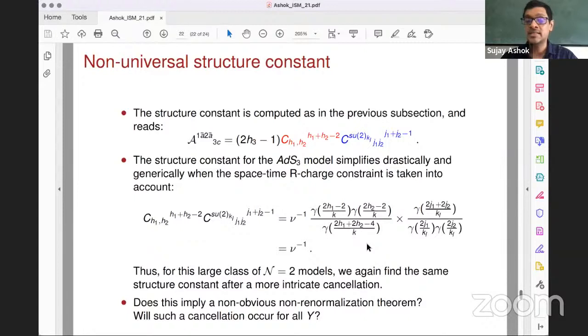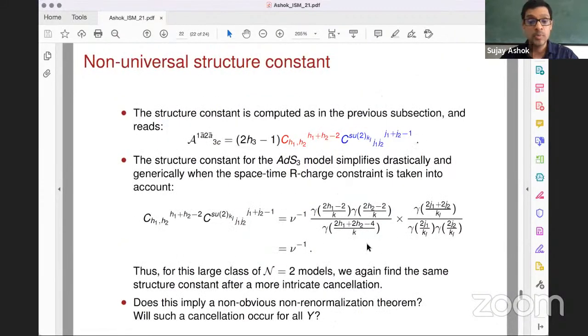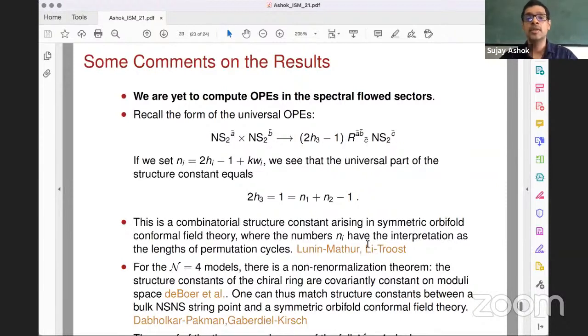It's not clear if such a cancellation occurs for all Y. It's highly unlikely, in my opinion. But for the universal class, for a large class of operators, the result is indeed universal. Okay, I hope this point is clear. So now let me comment on the results.